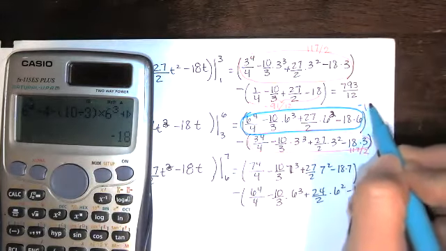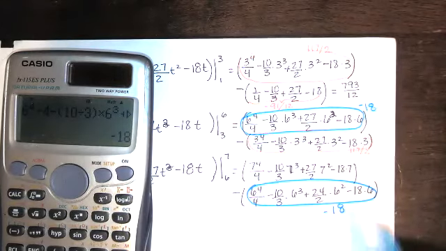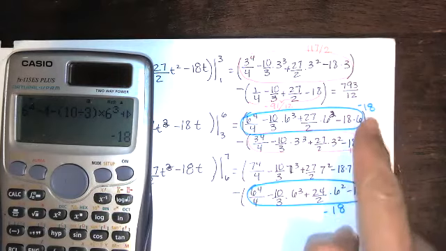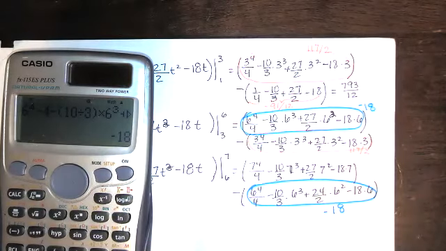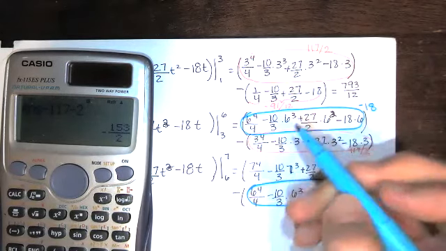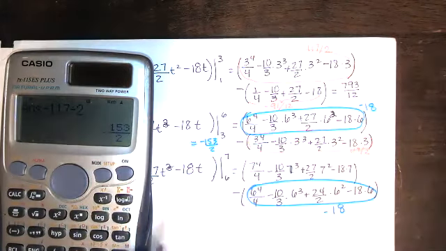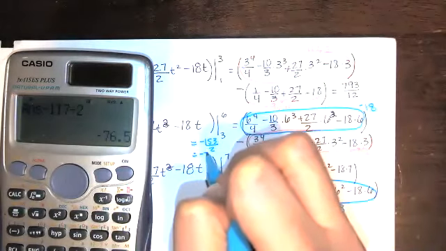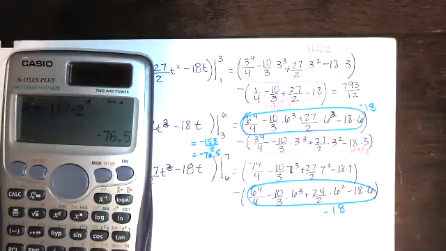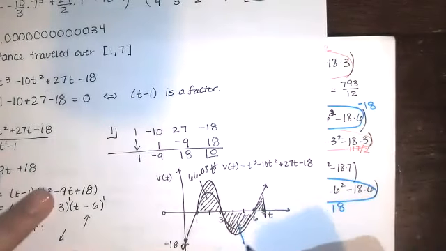So that's negative 18, and we're going to use that over here as well. That's also negative 18. So I have negative 18 minus 117 over 2. And we get a total for this integral of negative 153 over 2, which is negative 76.5. What does that mean? We look at this area over here, that's 76.5 feet.